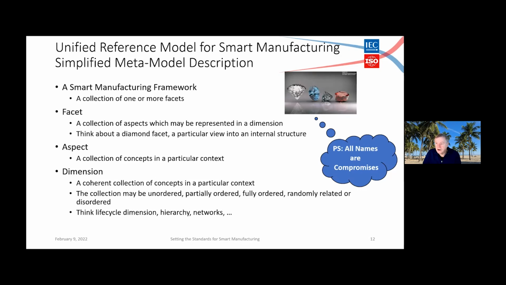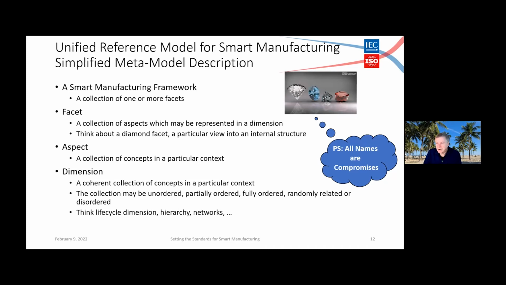Facets are a collection of what we call aspects. Aspects are concepts, okay? And the concept may be something very similar, like I have a hierarchy of equipment. That's an aspect. A facet is a way to look at that. So you can think of this as a diamond's facet. Depending upon how you want to look at that diamond, you get a different view of information coming through those. So we have facets, a collection of aspects that can be represented in a dimension.